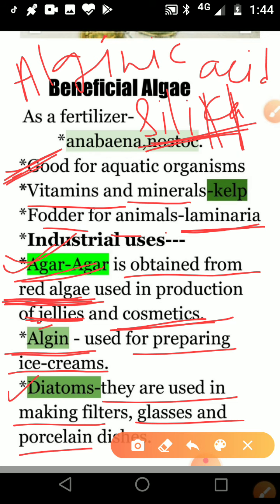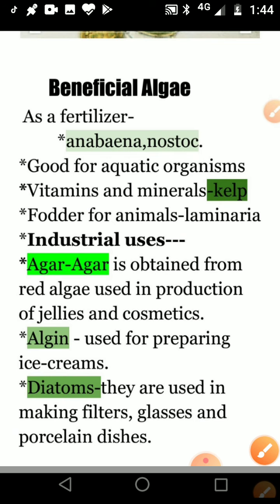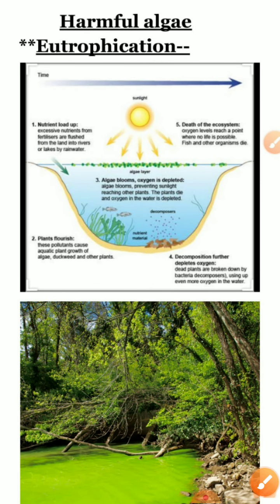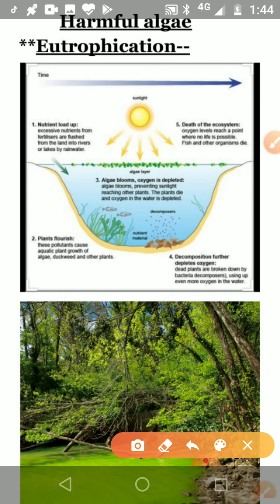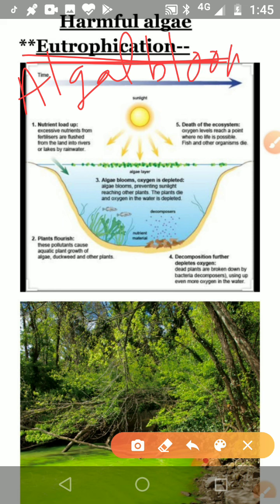Now we can see what their harmful effects are. There are two major harmful effects of algae. The first one is eutrophication. What is eutrophication? If you have heard the word algal bloom, okay, algal bloom. What is algal bloom? As we can see in this picture, this is a water body.